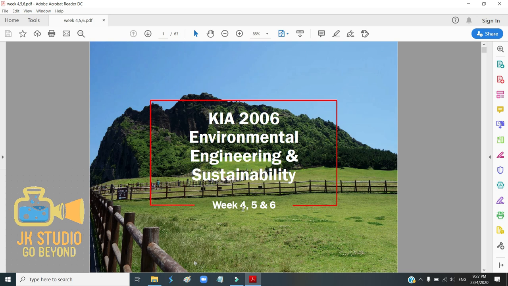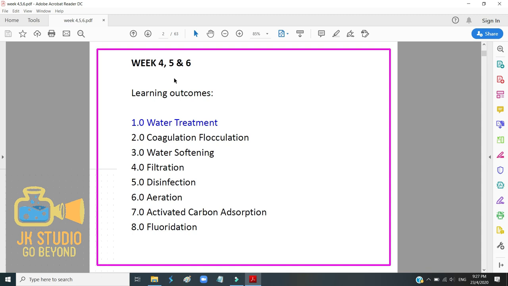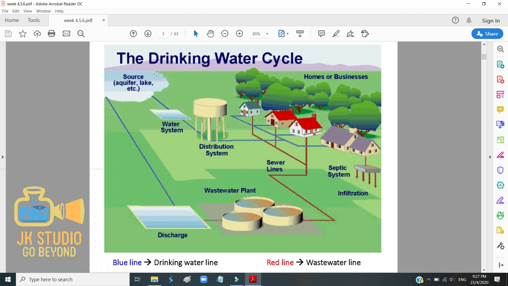2006, Environmental Engineering and Sustainability, Weeks 4, 5, and 6. Learning outcomes: 1.0 Water Treatment, 2.0 Coagulation Flocculation, 3.0 Water Softening, 4.0 Filtration, 5.0 Disinfection, 6.0 Aeration, 7.0 Activated Carbon Adsorption, 8.0 Fluoridation. This is the drinking water cycle.